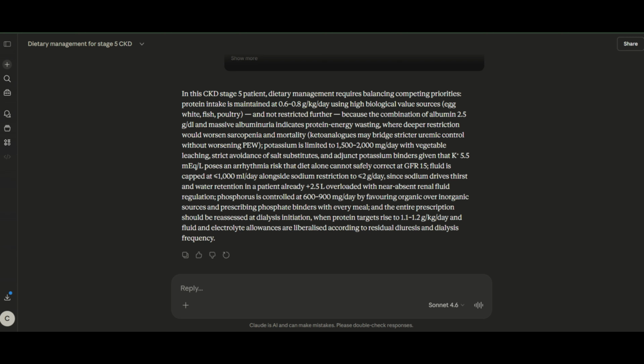and prescribing phosphate binders with every meal, and the entire prescription should be reassessed at dialysis initiation when protein targets rise to 1.1 to 1.2 grams per kilogram per day, and fluid and electrolyte allowances are liberalized according to residual diuresis and dialysis frequency.